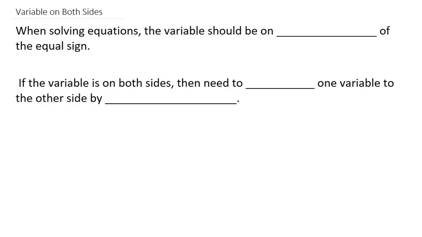Variable on both sides. When solving equations, the variable should be on one side of the equal sign. And if the variable is on both sides, then you need to move one variable to the other side by adding or subtracting.